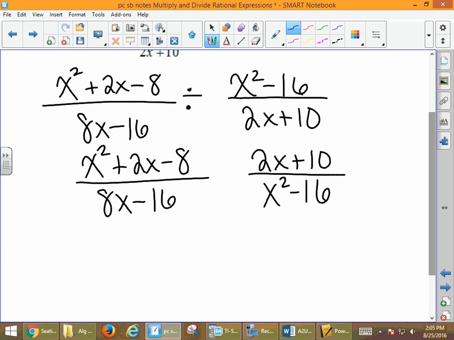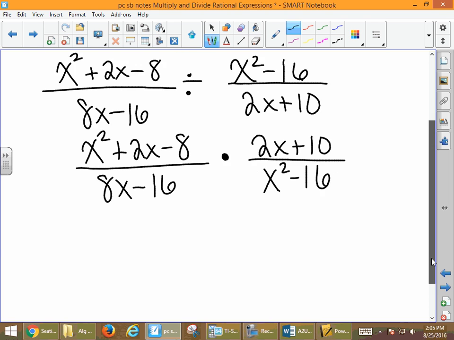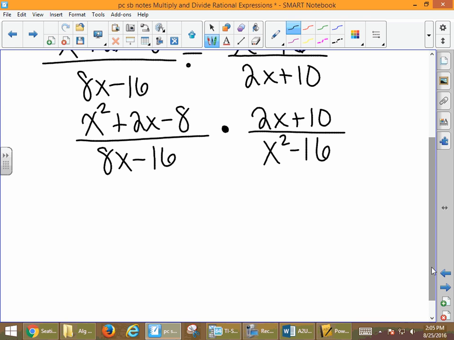Flip the second one and multiply. So once we know that, it's going to be the same as the previous 3 that we've done already. We're going to factor everything. We're going to look for things that are exactly the same on the top and the bottom. And then we're going to cancel out.